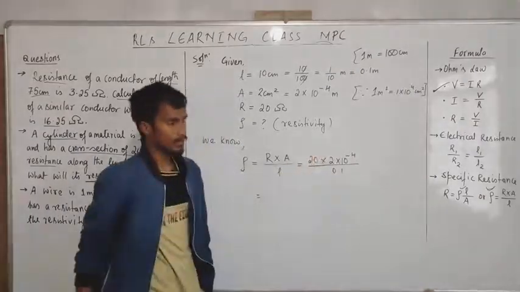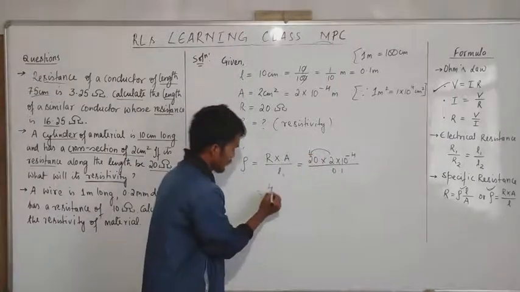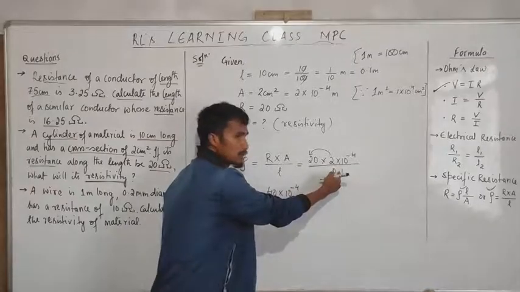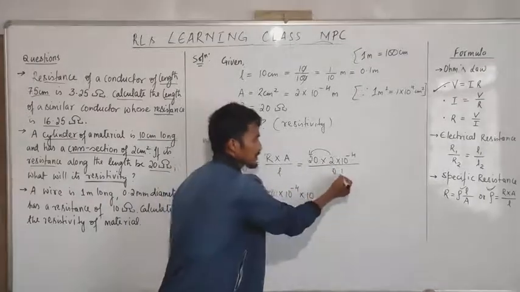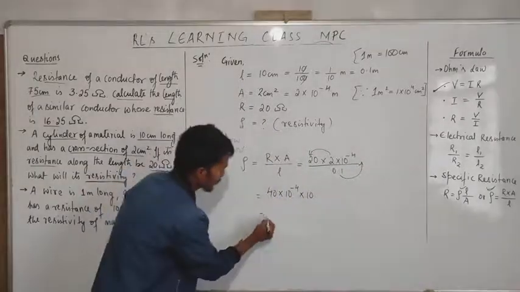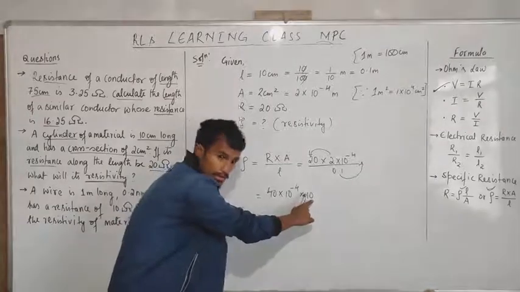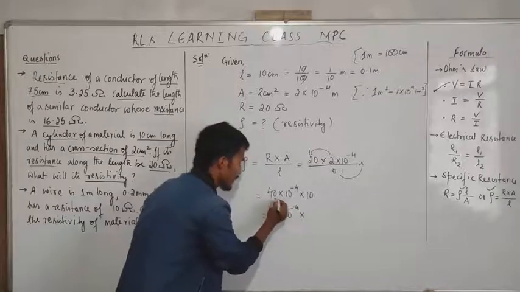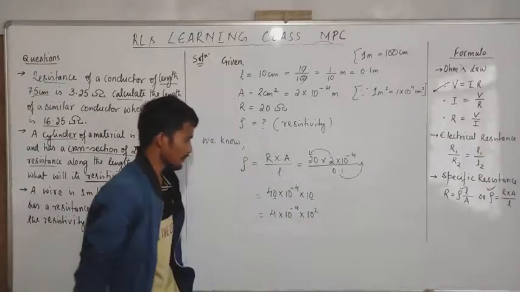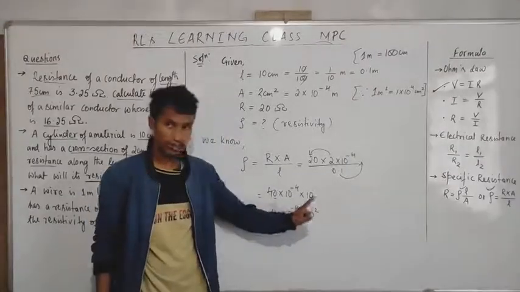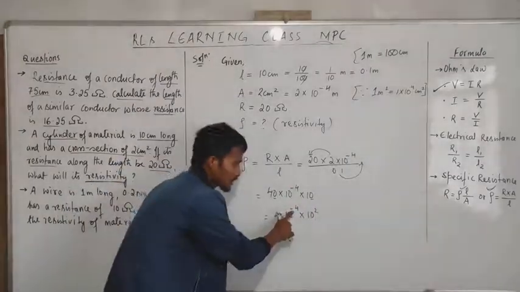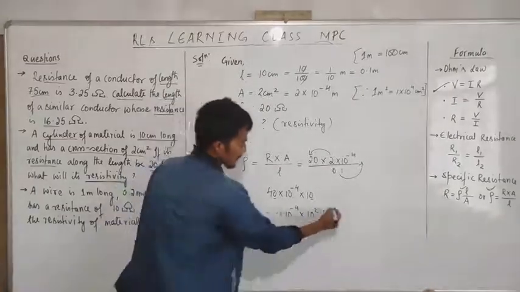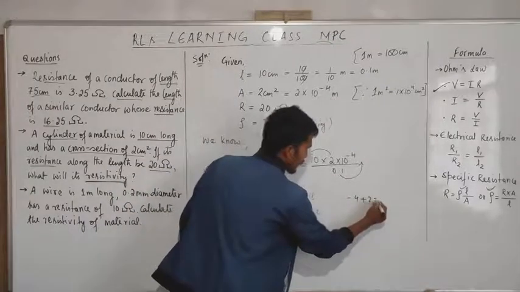Now 2 into 20 will be 40. Then into 10 to the power minus 4. Now this decimal, remove it, then we get here 10, because if we take this decimal point, we get 10. Then I can do that, 4 into 10 to the power minus 4 into, now here 1 0, here 1 0, I can write 10 to the power 2. Here 1 0, here 1 0, then become 2 zeros. Then here will be minus 4 and here will be plus 2. Then we get here 4 into 10 to the power minus 2.